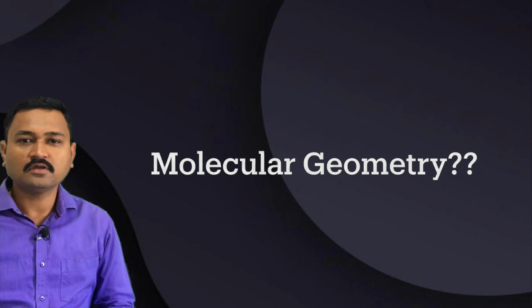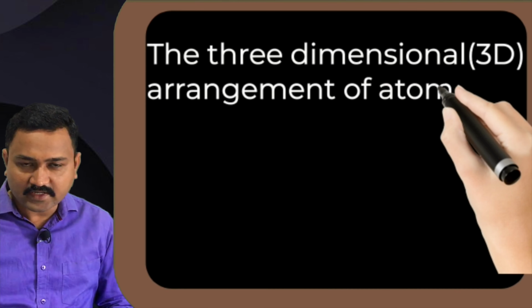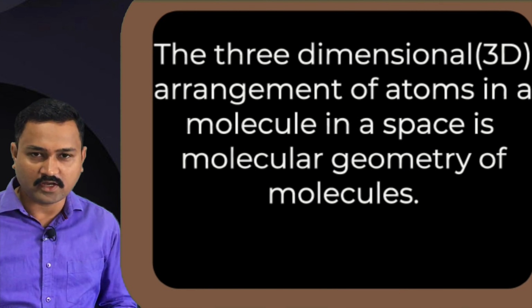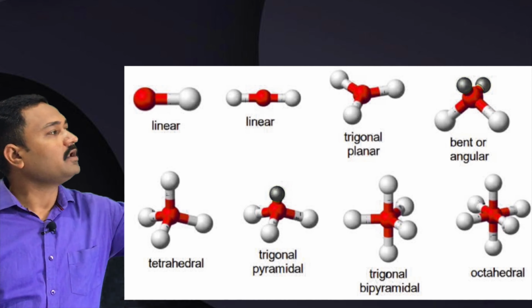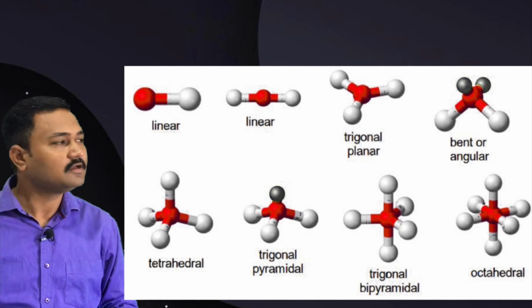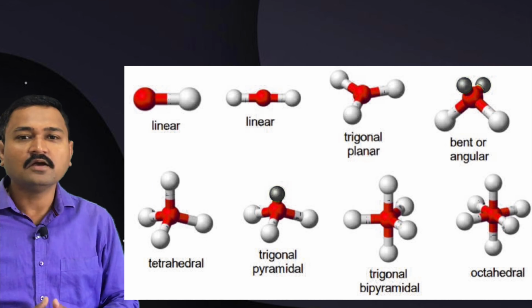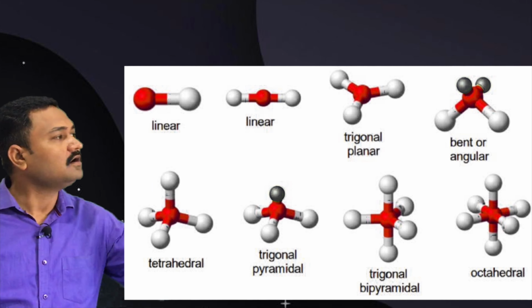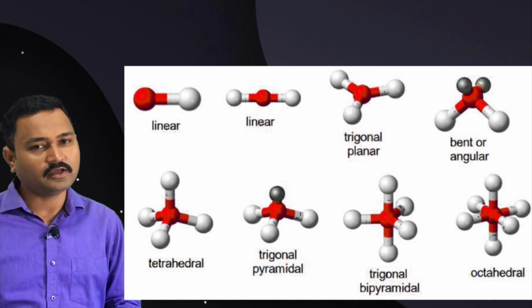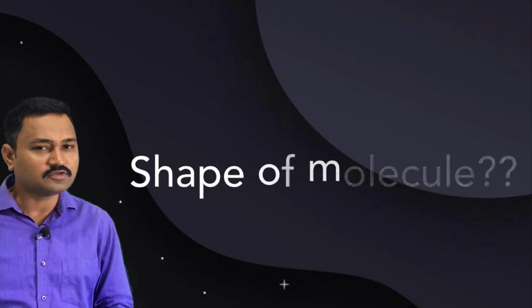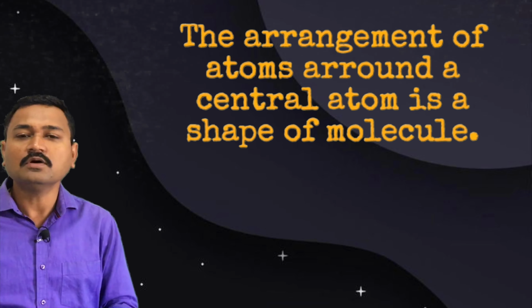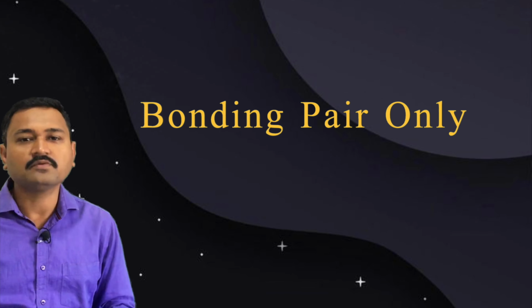Now what is molecular geometry? The three-dimensional arrangement of atoms in a molecule or in space is actually the molecular geometry of this molecule. Here I have shown the molecular geometry for different molecules in space. You can observe that in all of these, atoms are arranged in three-dimensional space in a molecule. So that is actually the molecular geometry. Now the question may arise in your mind, what is shape? Actually the shape of a molecule is just the arrangement of atoms around a central atom, which depends upon the bond pairs.